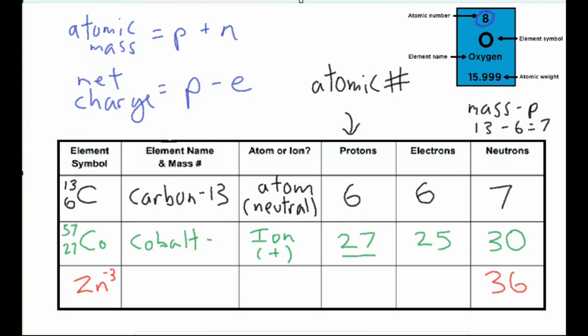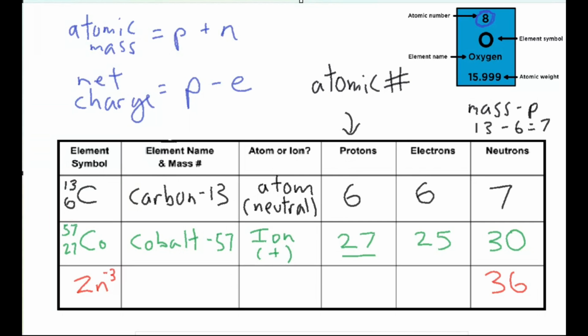On the periodic table, the average mass reported is 58.63. Remember, that's kind of an average of all the isotopes. We don't really need that number, and we want a whole number for our mass anyways. So we know that this is called cobalt 57. And that's it. Oh, besides one more thing, we have the charge that we need to fill out.